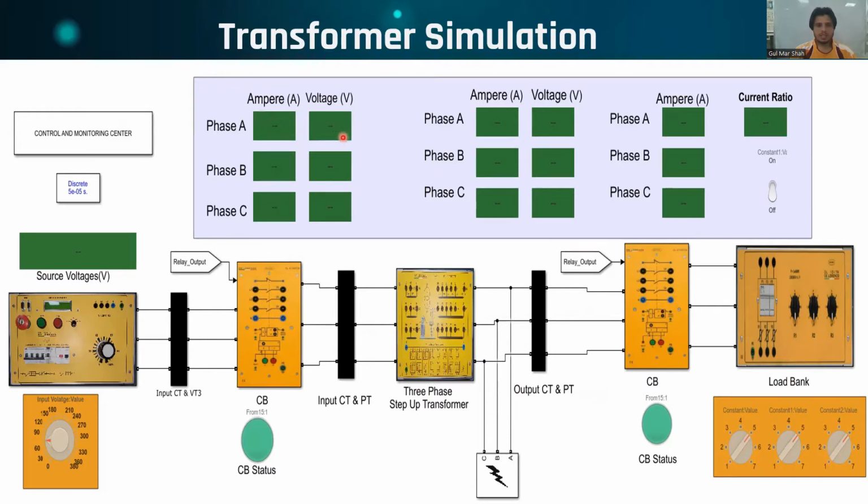These are the displays for the currents, and this is the display for the voltages, which we receive from this CT and PT. The voltages and the amperes drawn by this load we receive over here and see here. And this is the ratio of current where the input and output current is matched, and this is the display for it. And this is a toggle button which we have used.